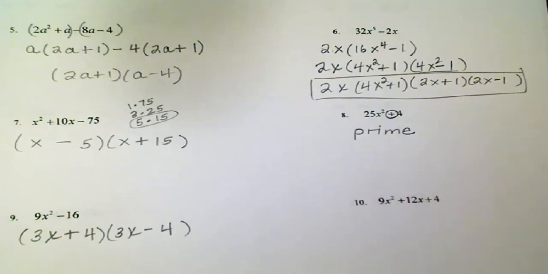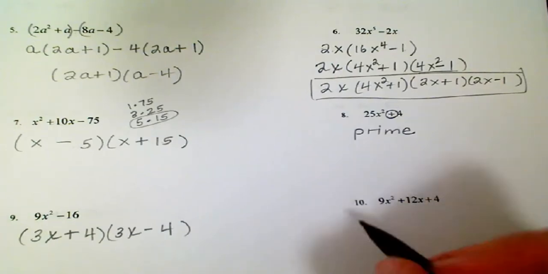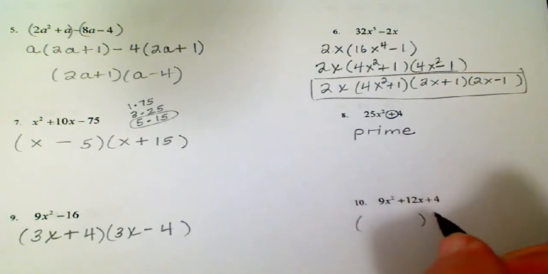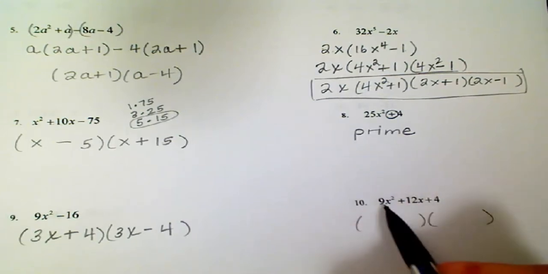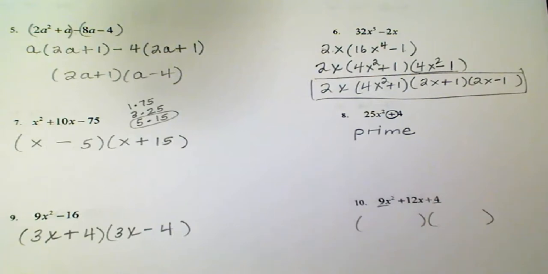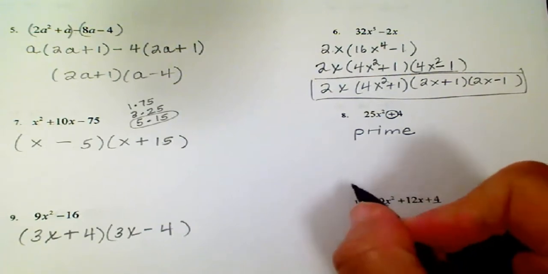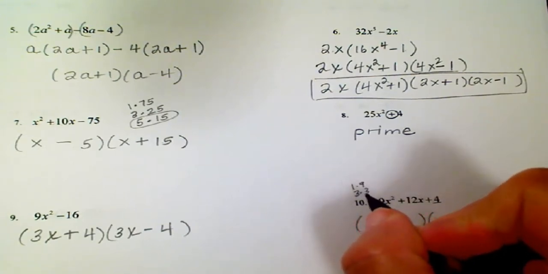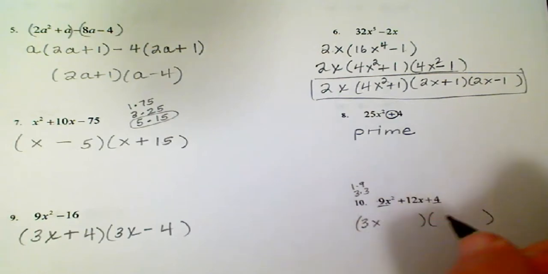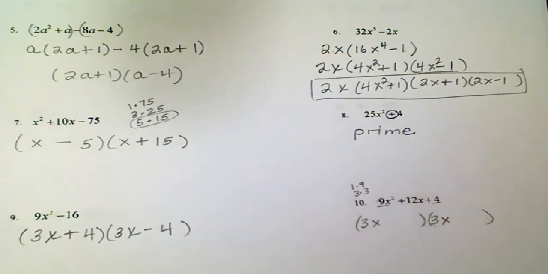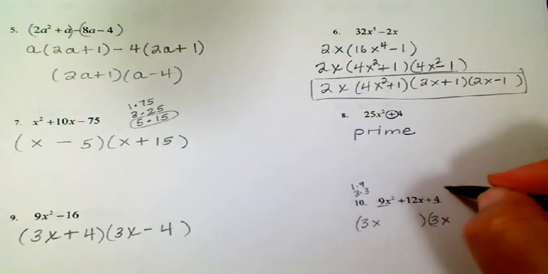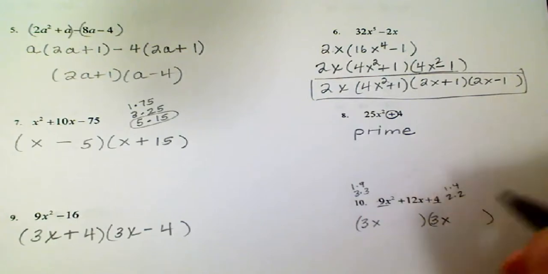GCF? No. So we have a type 2. One thing on this is when you see these perfect squares at the beginning and the end, so when you do the 9, you have 1 and 9 or 3 and 3. I would always try the 3x and the 3x with the perfect square part. This is 1 and 4 and 2 and 2. Again, I would try the 2 with the 2.